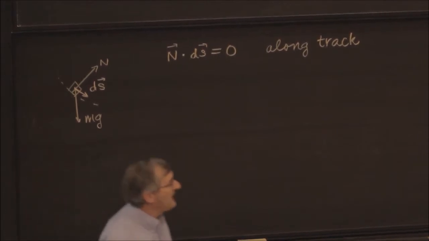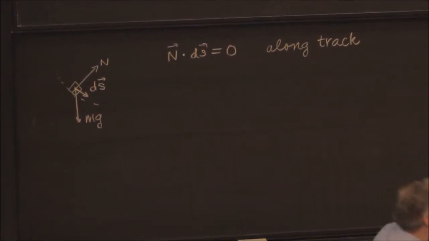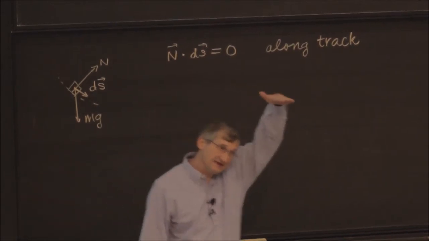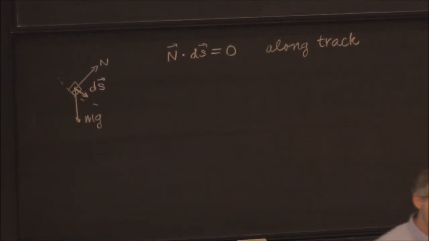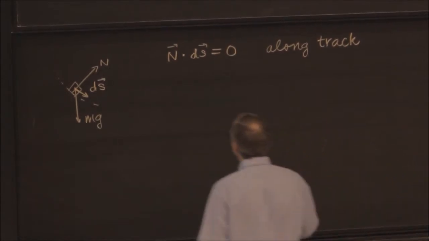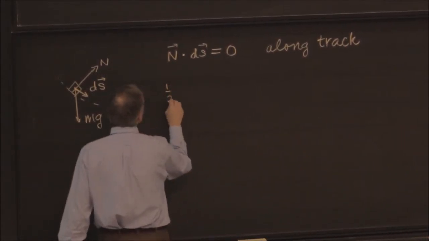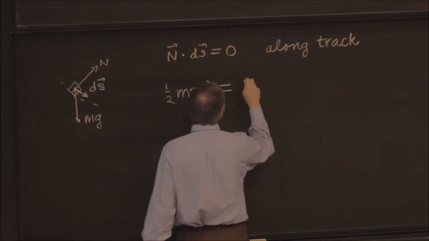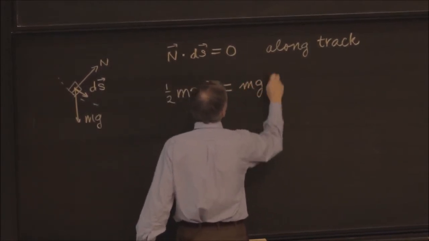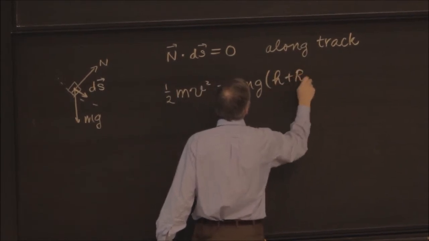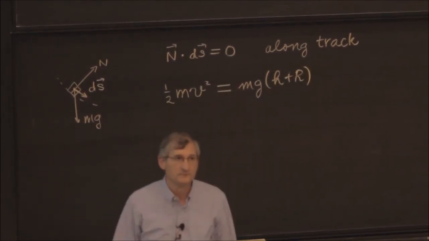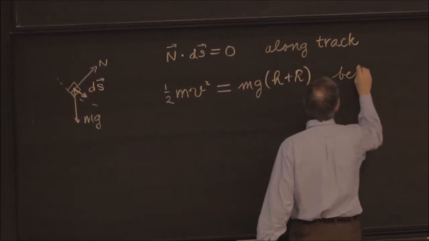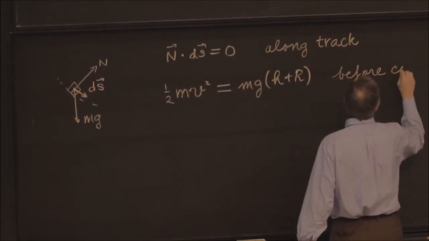So how fast is it going to be going by the time it gets to the bottom? Well, it's now getting to fall another distance r. So I assume you'll be okay with the kinetic energy, 1/2 mv squared at the bottom will now be equal to mg(h plus r), before contacting the spring.